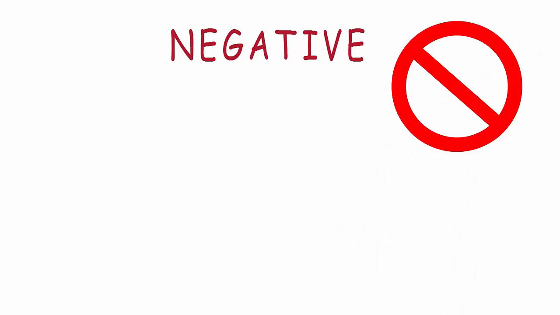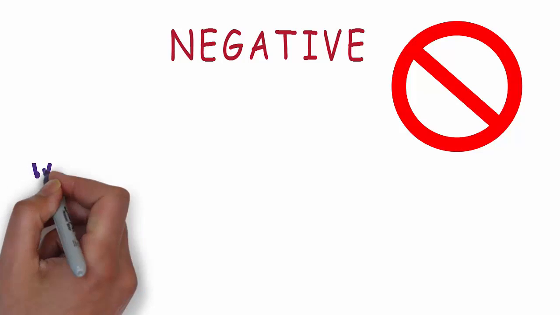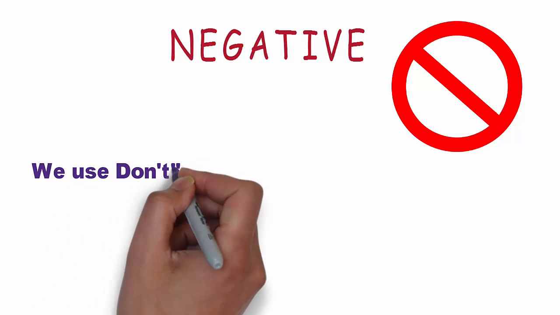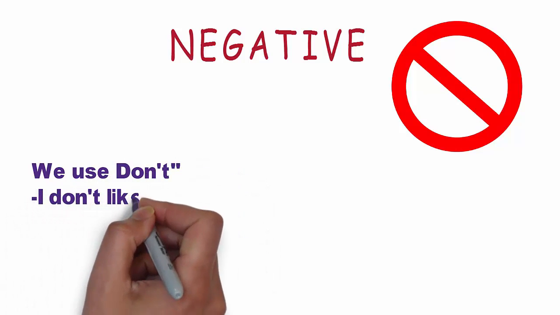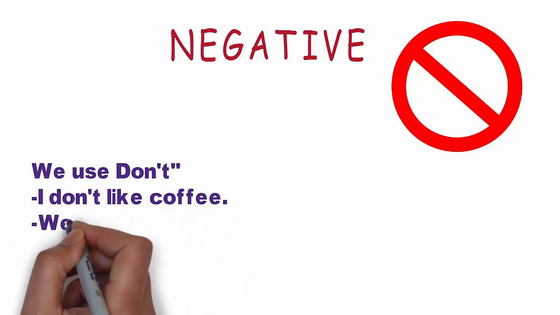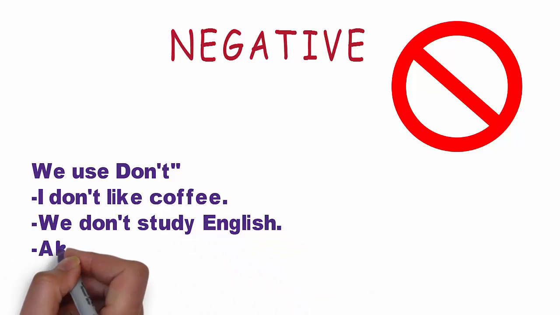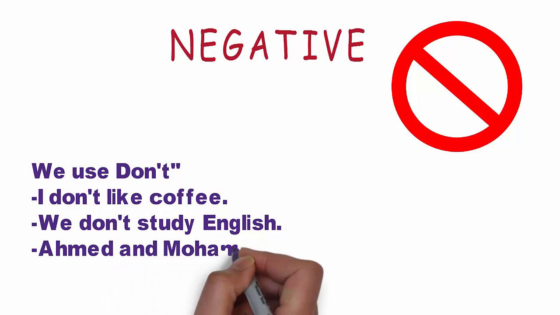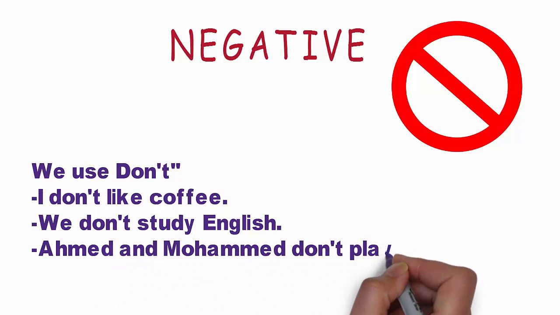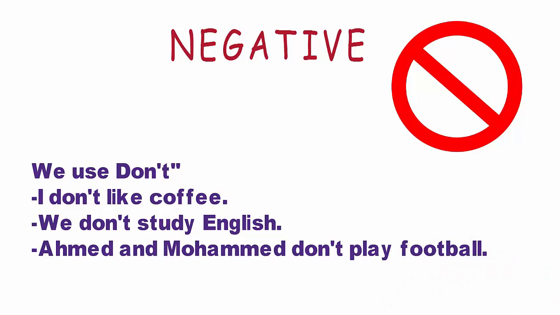Okay, how can we put these sentences into negative? We are still talking about this group, okay? The same group. So if the subject is one of these, I, you, we, they, or a plural noun, just add don't if you would like to change the sentence into negative. For example, I don't like coffee. We don't study English. Ahmed and Muhammad don't play football. So, as you can see, we said don't like, don't study, don't play. Easy, right?